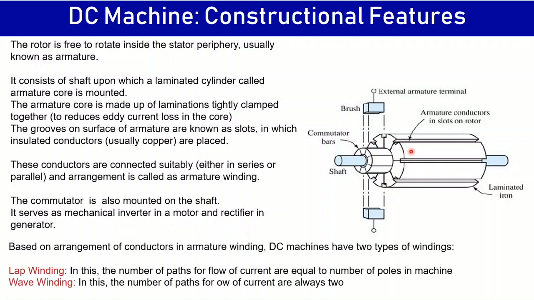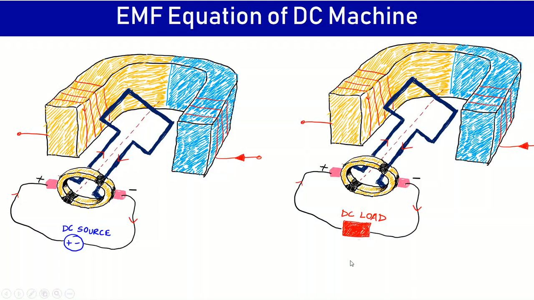The armature winding can be of two main types. One is known as the lap winding, in which the number of paths for flow of current is equal to the number of poles in the machine. Whereas for a wave winding, the number of paths for flow of current is always 2. Now, both in the case of a motor as well as a generator, the armature conductors rotate in a magnetic field, and hence an EMF will be induced.